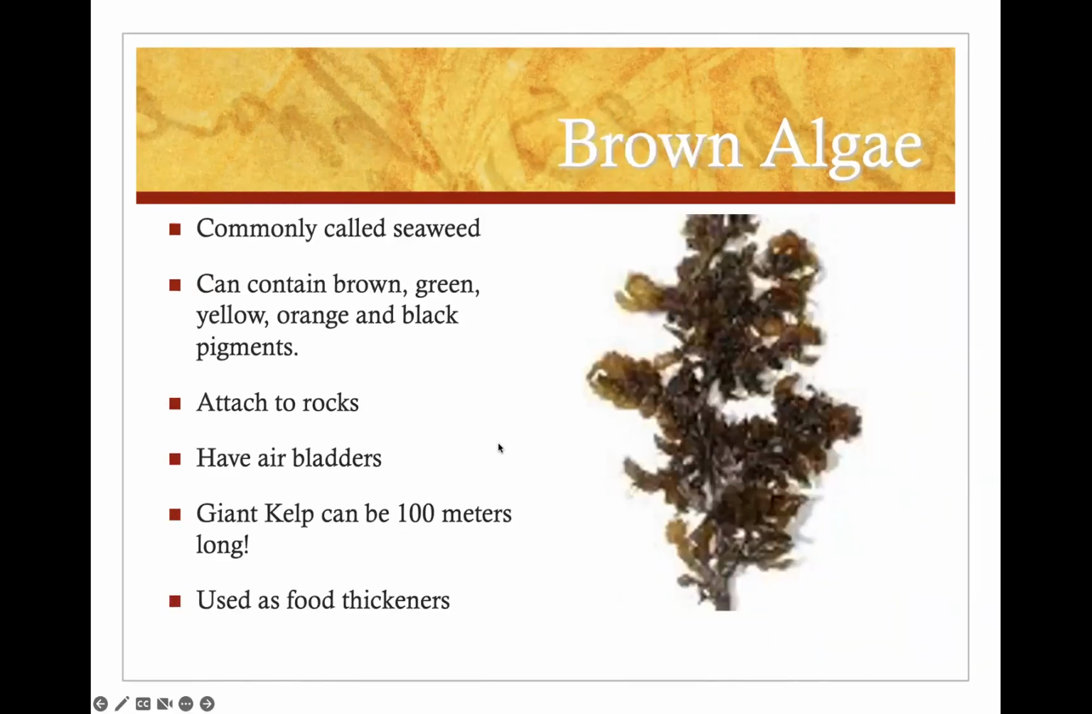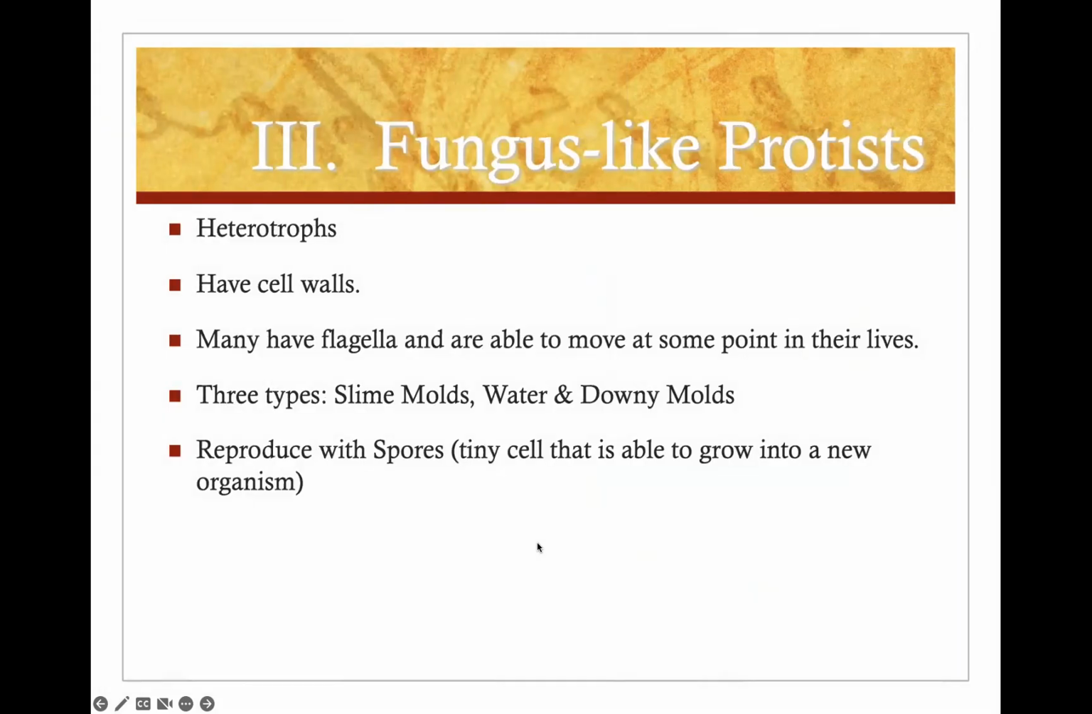Brown algae, often called seaweed. We've probably seen these before when you've gone to the beach. They can contain brown, green, yellow, orange, and black pigments. This is a very nice image here of brown algae. They can attach to rocks. They have air bladders, giant kelp you've probably seen before, and they're also used in food production as food thickeners. So those are our plant-like protists.